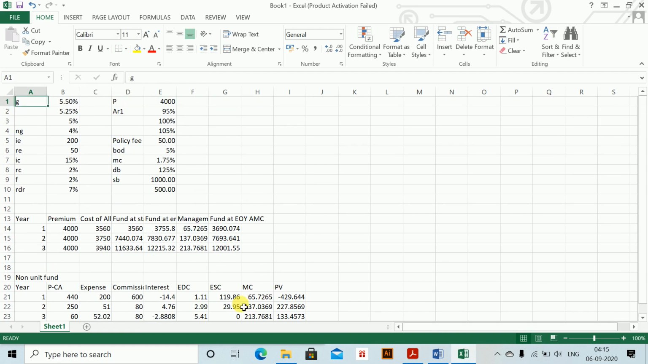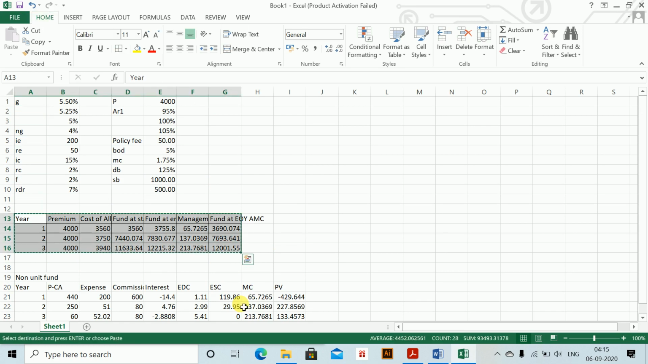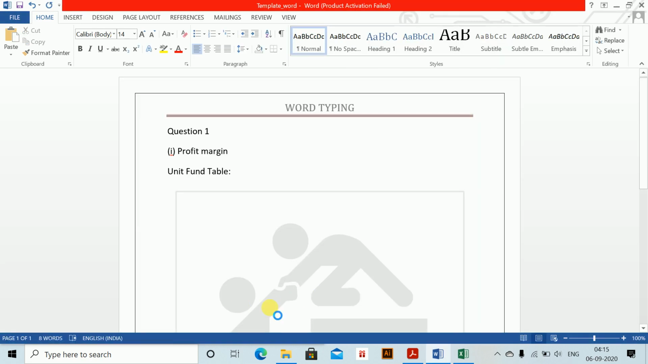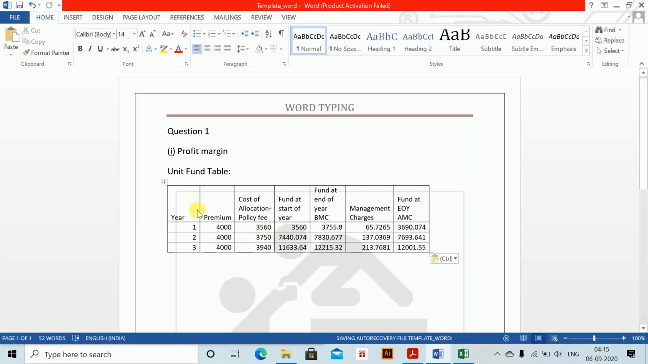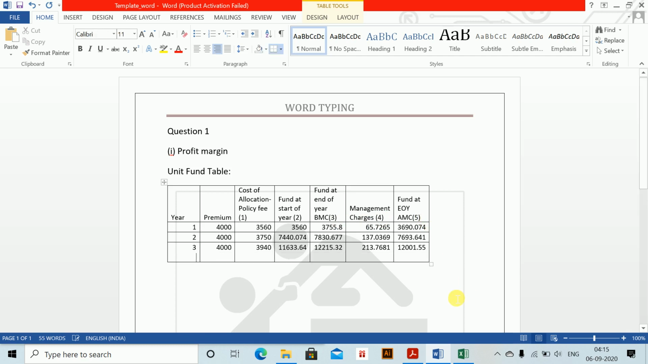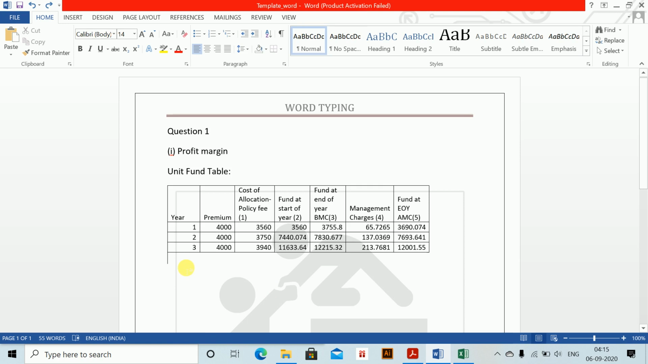Now we'll take this to Word. So copying this, pasting it here. Once you have pasted, please do not forget to give the column numbers. You need to write your calculation. So either you give your column numbers or otherwise you have to give headings again and again. So this is 3, this is 4, this is 5. So here there are five columns which you have to describe.